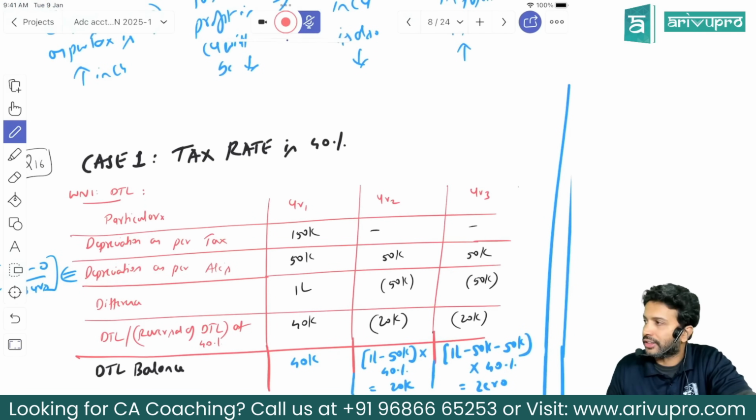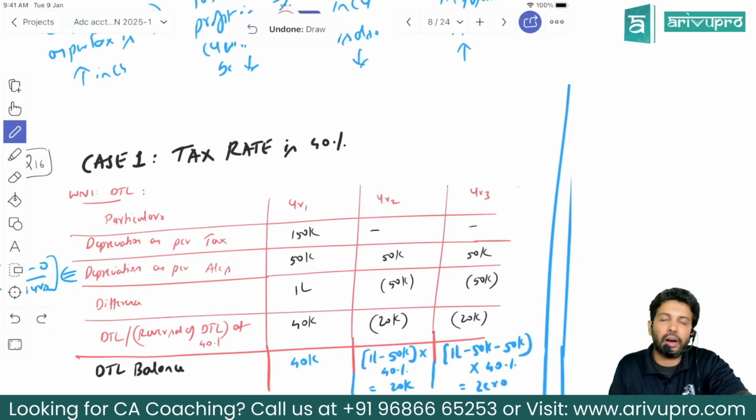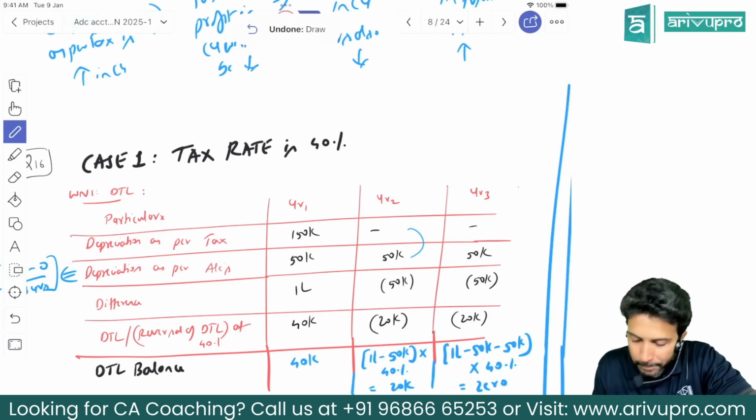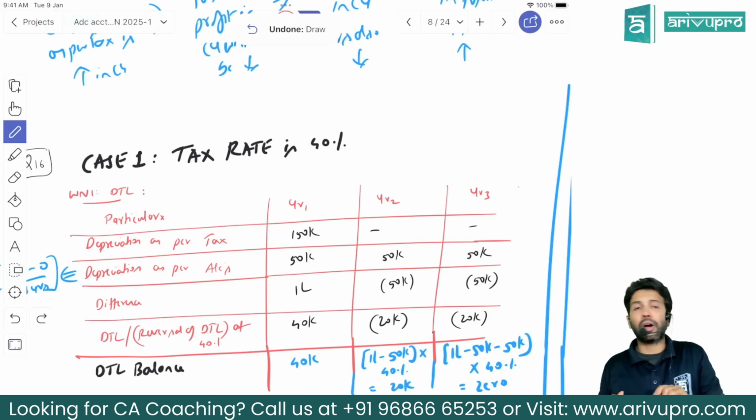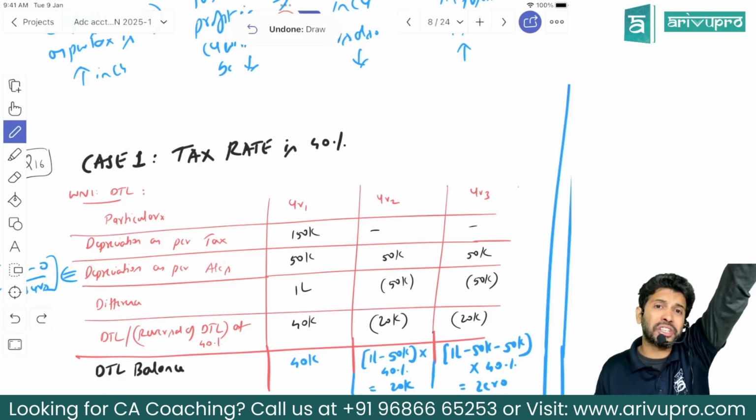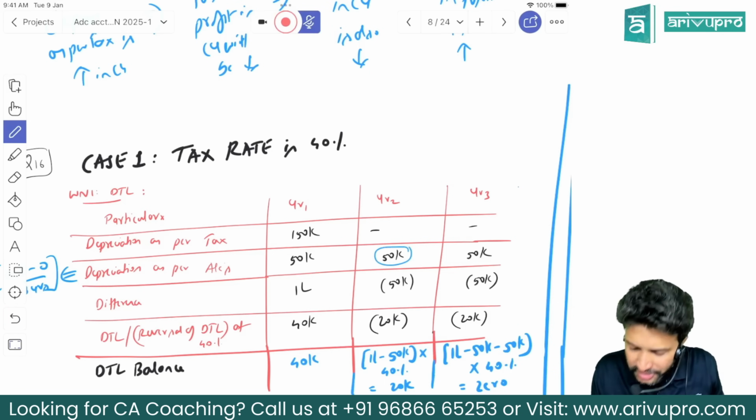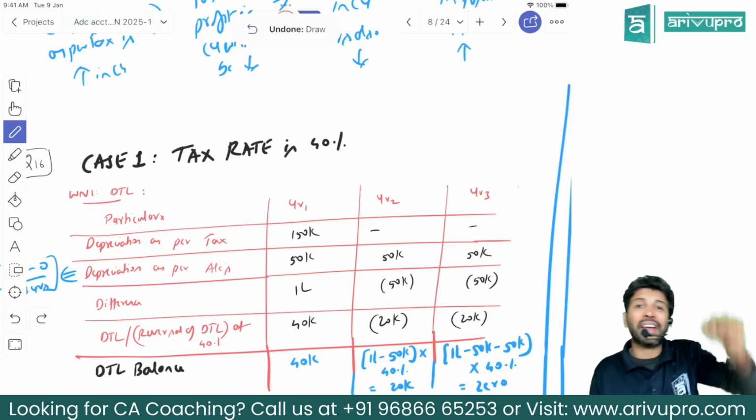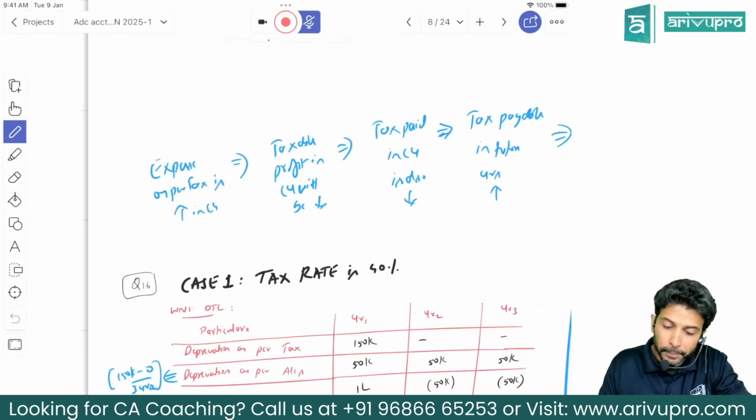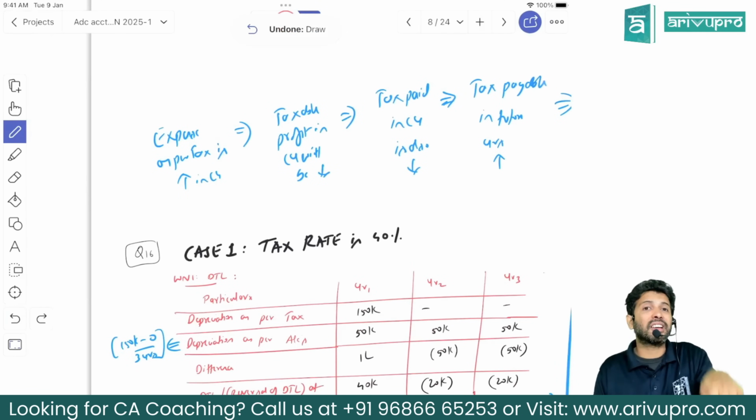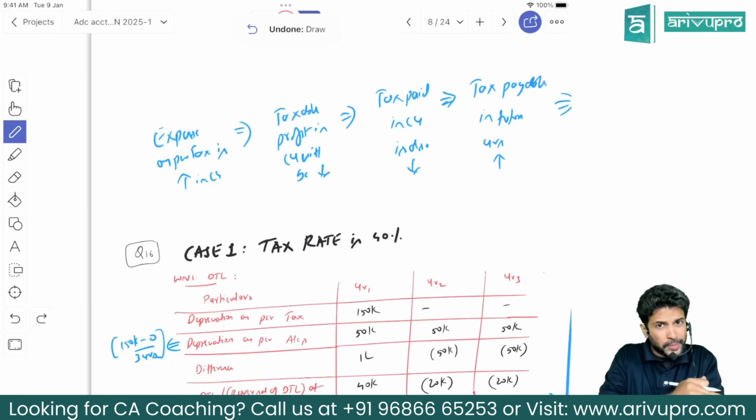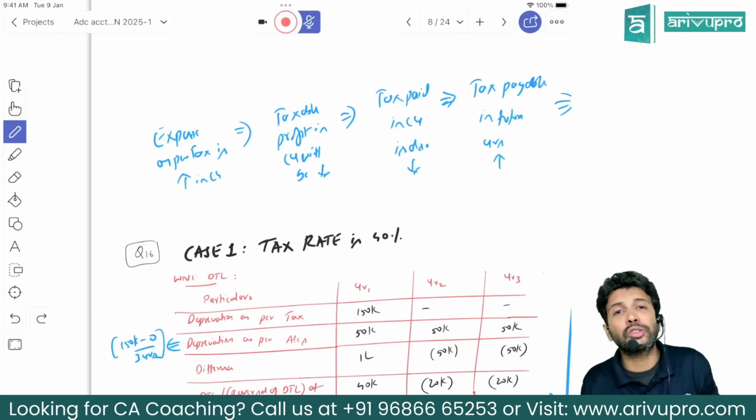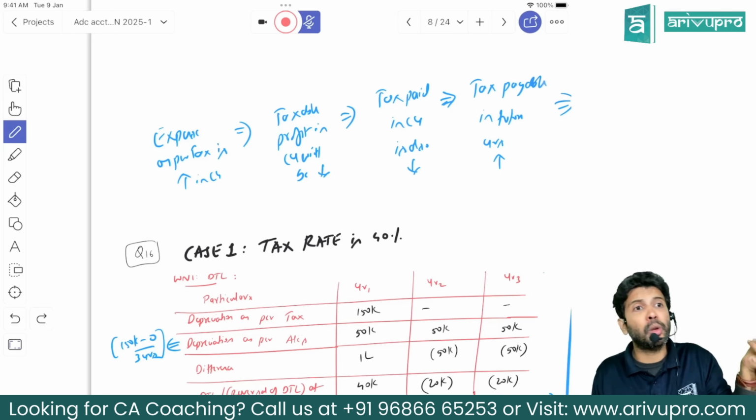Okay, second year, do the same check. How much is depreciation as per tax? 0. As per accounts, how much? 50,000. Compared to accounts, does the tax record have more depreciation or less? Accounts depreciation is 50, tax depreciation is 0. That means expense as per tax record is less. Expense is less means profit in the current year will be more, so tax paid in the current year also will be more. In the future years, you may pay less tax.